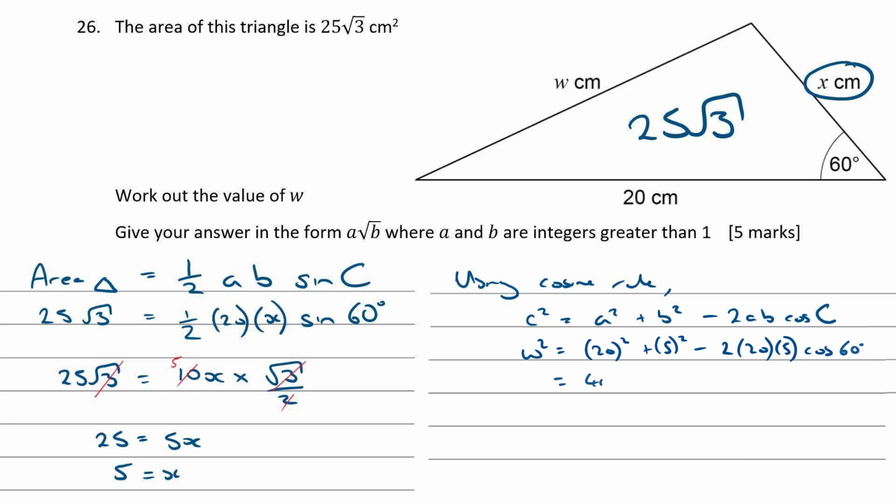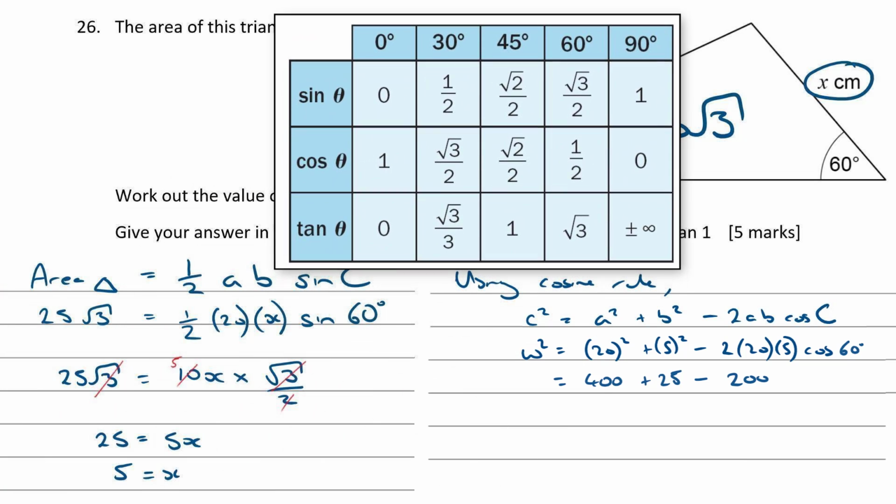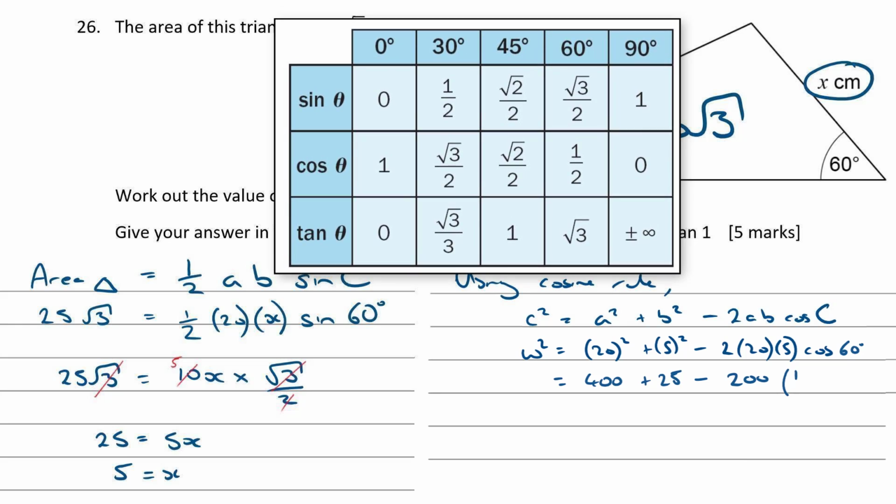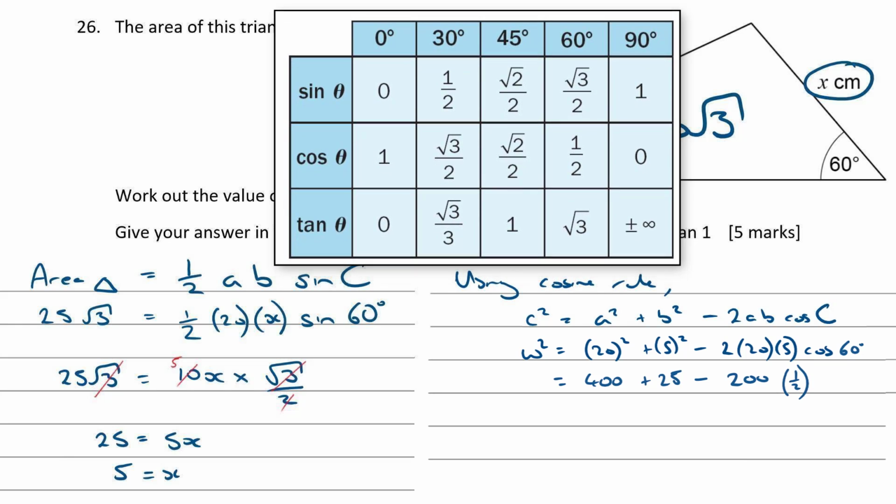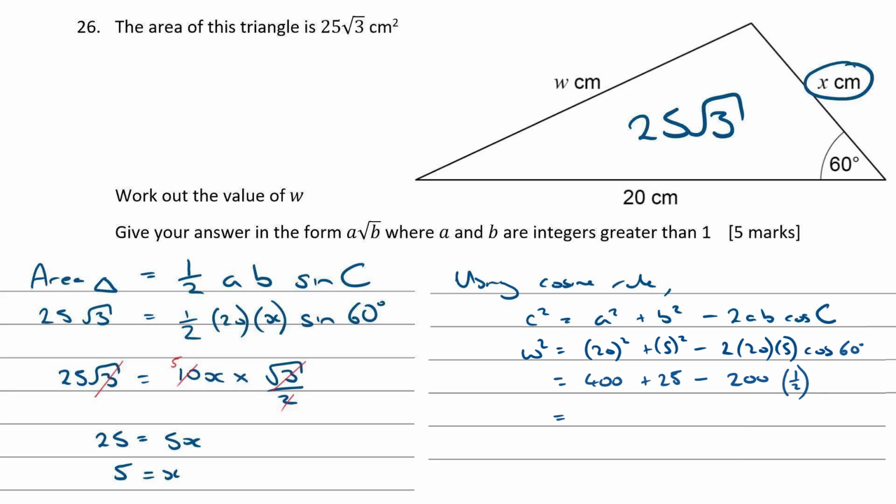20 squared is 400. 5 squared is 25. Minus 2 times 20 times 5. 2 5s are 10. 10 20s are 200. So that's 200 lots of cos of 60. Now again, from our table, we should know that the cos of 60 is a nice easy one. It's a half. So a half of 200 is 100, isn't it? So I've got 400 plus 25, 425. Take away 100. That gives me 325. So my w is going to be the root of 325.